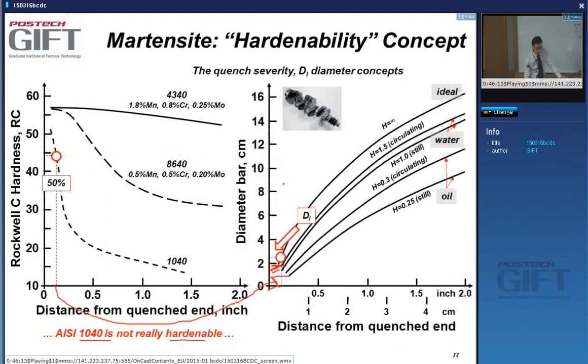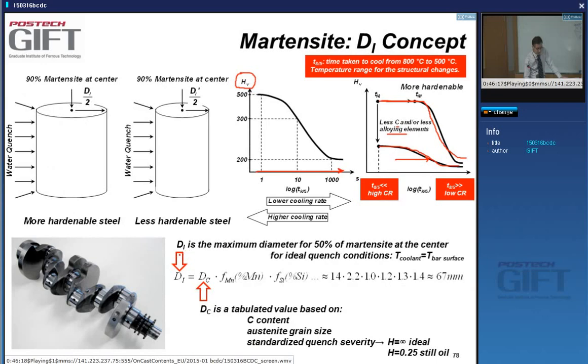This particular point. People have determined what this DI is, the maximum diameter for 50% martensite at the center in the case of ideal quench conditions. Ideal quench conditions are defined as the temperature at the surface of the steel being equal to the temperature of the coolant you're using, basically water at room temperature. And so they've come up with a formula, which is the following, a diameter which is a function of C, austenite grain size, and the severity of the cooling.